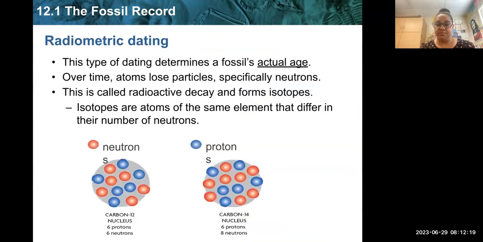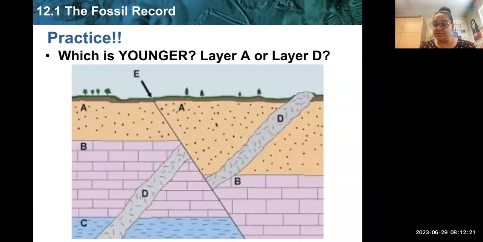So then if I ask you, which is younger, layer A, which is part of that solid rock unit, or layer D that cross-cuts? What did we just say? Which one is younger?